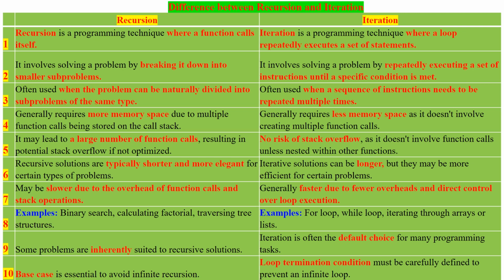Some problems are inherently suited to recursive solutions, whereas iteration is often the default choice for many programming tasks. In recursion, a base case is essential to avoid infinite recursion, whereas in iteration, the loop termination condition must be carefully defined to prevent an infinite loop.